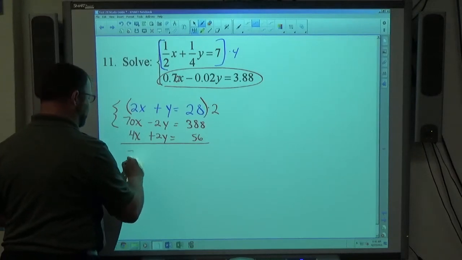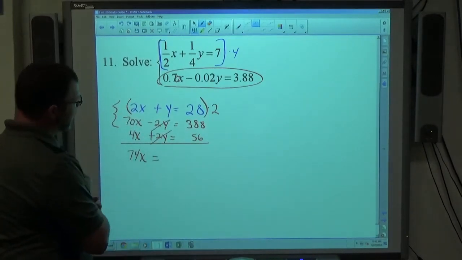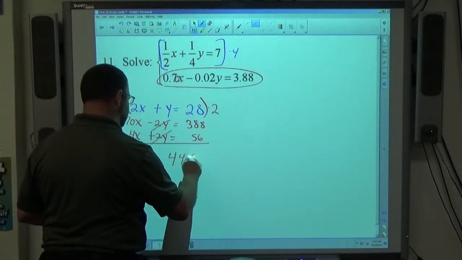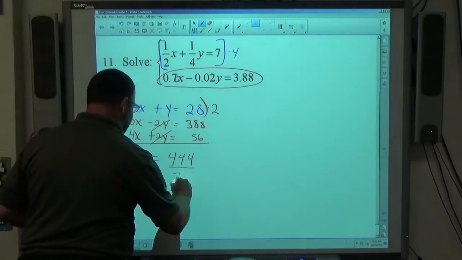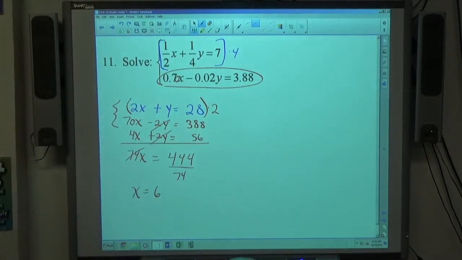70x plus 4x makes 74x. Negative and positive 2y cancels. 388 plus 56 is 444. And if I divide both sides by 74, I get x equals 6.